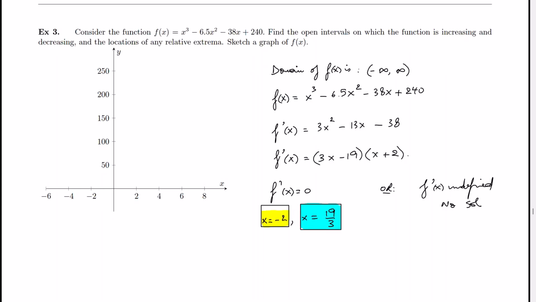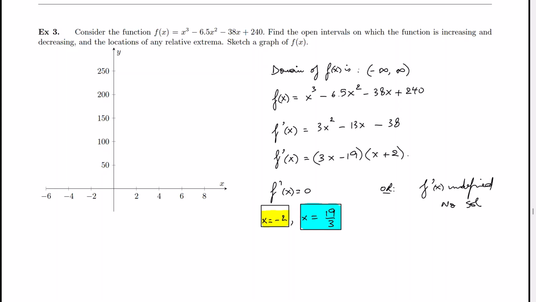Now looking at example number 3, we have a function again, and this is a function that we saw in section 3.7. So if you don't remember, please go back and look at the video because I'll be skipping some details over here on how to find the derivative and the critical values because I already explained how those were found in a previous video. So watch that one to see how we got the critical values. But the question we have to answer is to find the open intervals on which the function is increasing and decreasing and the location of any relative extremas, and also finally sketch a graph of the function.